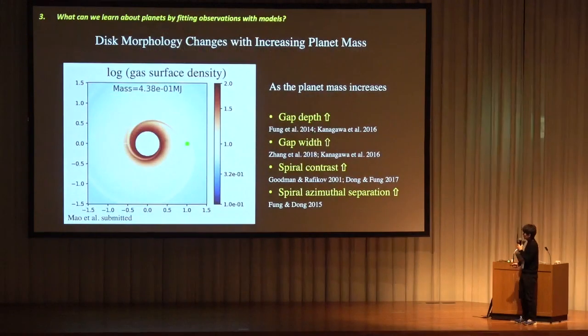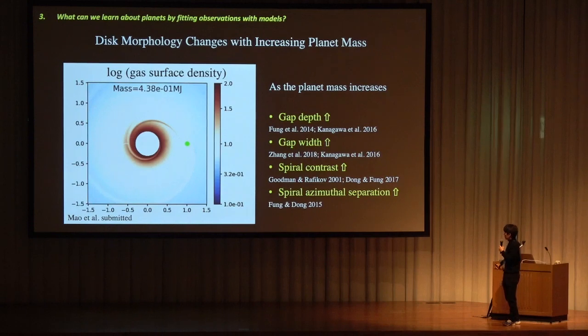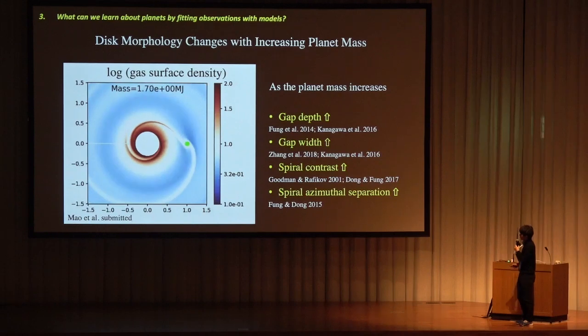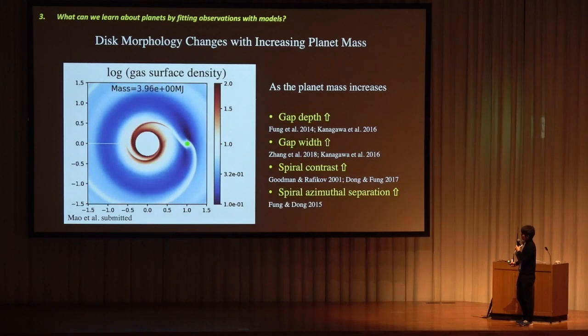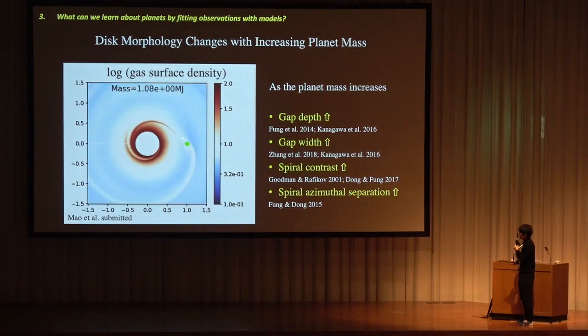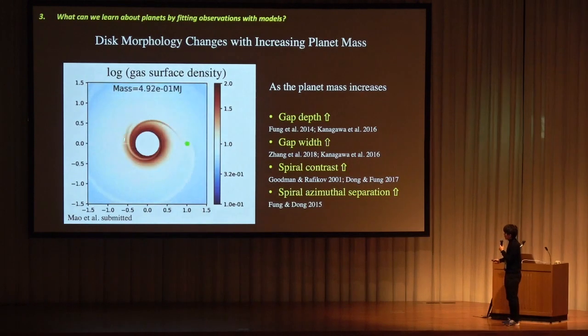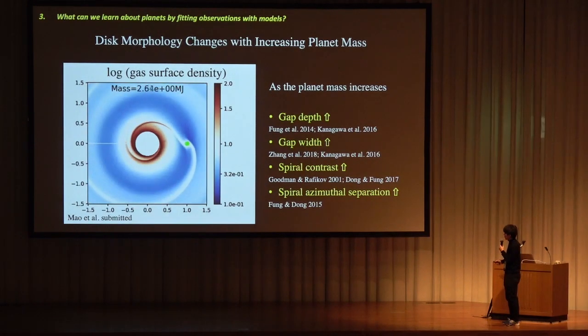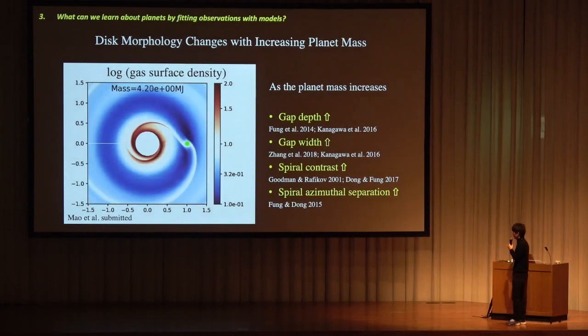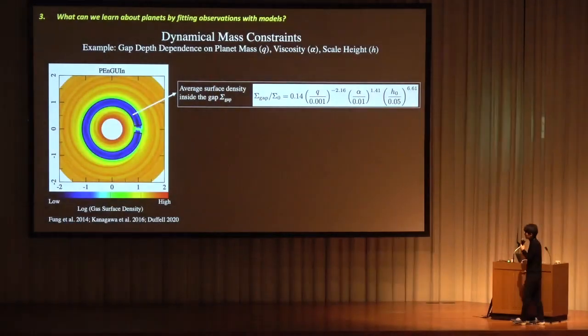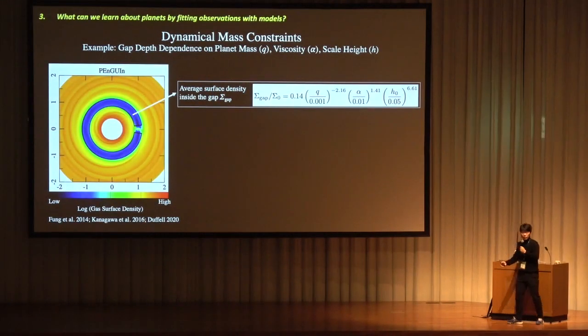Similar techniques have been developed for other types of disk features. So here I'm showing you a movie in which everything else is fixed, but the planet mass increases. As the planet becomes more massive, the gap becomes deeper, sure, and the gap becomes wider. The gap contrast increases, the gap becomes more prominent, and also, more subtly, the separation between the primary and secondary spiral arms increases with time. As you can see, they become more separated from each other. So all these correlations can provide ways for us to constrain planet mass, a dynamical mass constraint. So that's good news because we want planet mass, right?